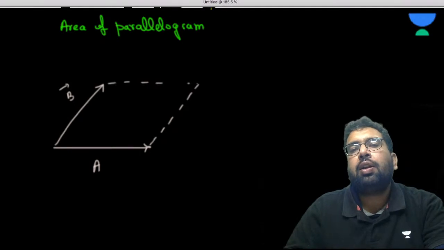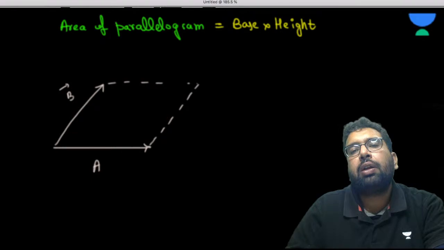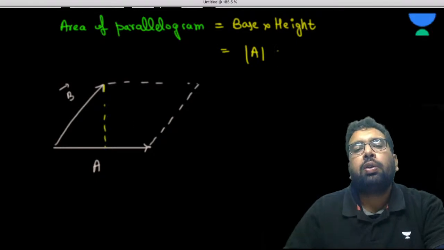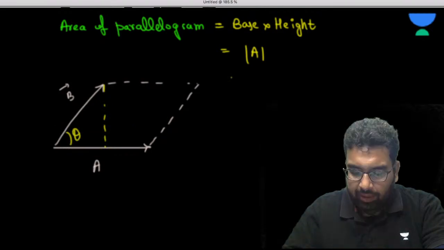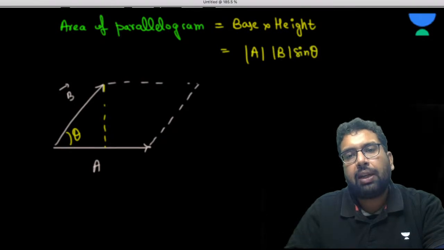So what is the area of a parallelogram in general, sir? It is the product of base into height. Please observe what the base of this parallelogram is. It is the magnitude of A vector, isn't it? And what is the height? If this angle is theta, the height is going to be B sine theta. Now simply, this is the magnitude of the cross product of vector A and vector B.